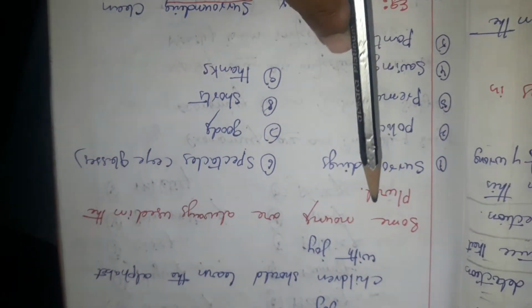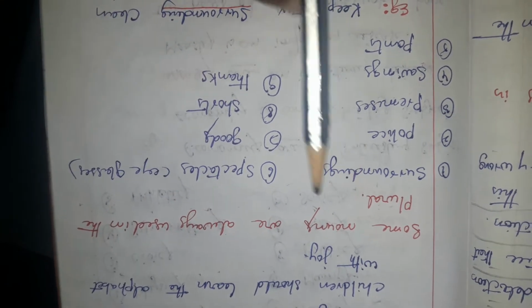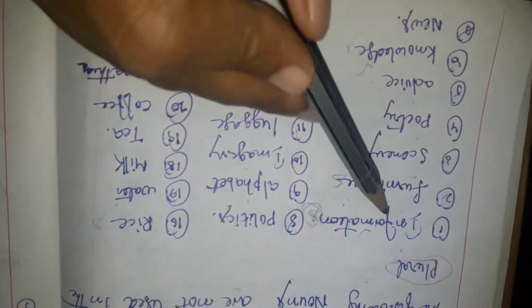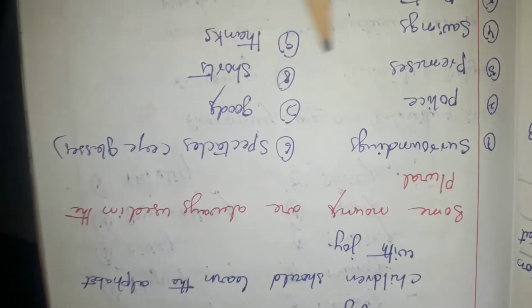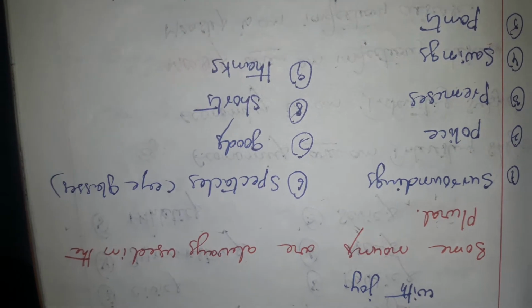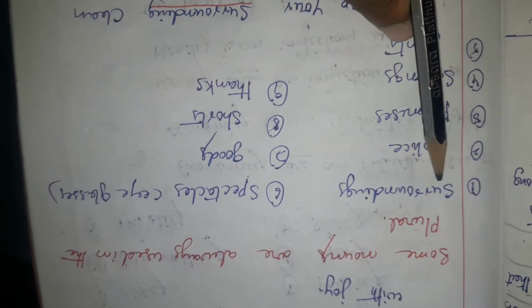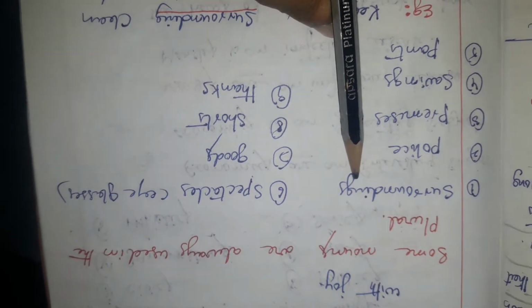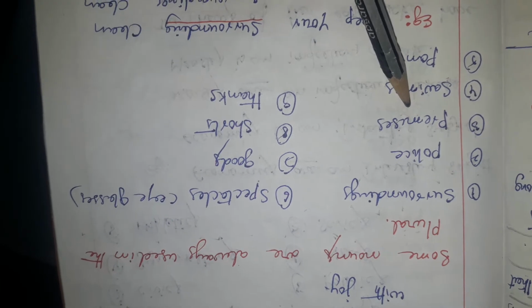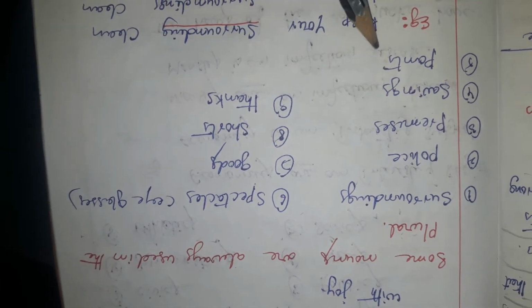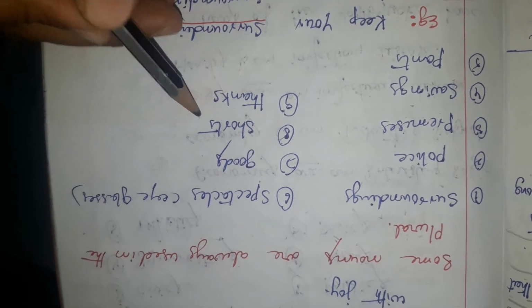Here are some nouns which are always used in the plural. The previous ones are nouns which are always used in the singular and can't be plural. But here are some nouns which are only plural, not used in the singular: surroundings, not surrounding, police, premises, savings, pants, goods, shorts, thanks.